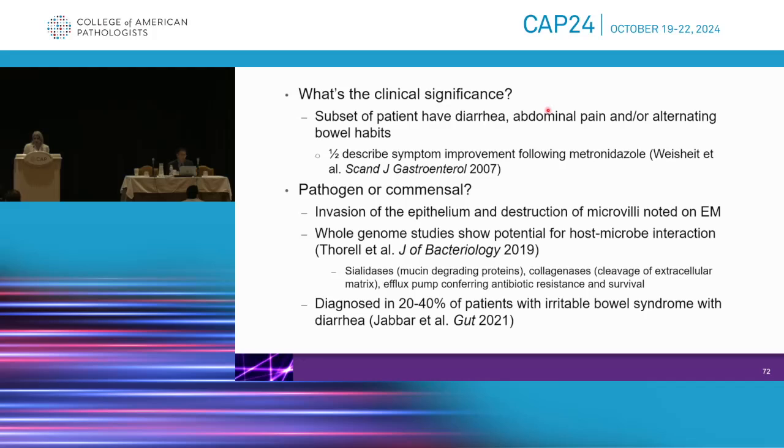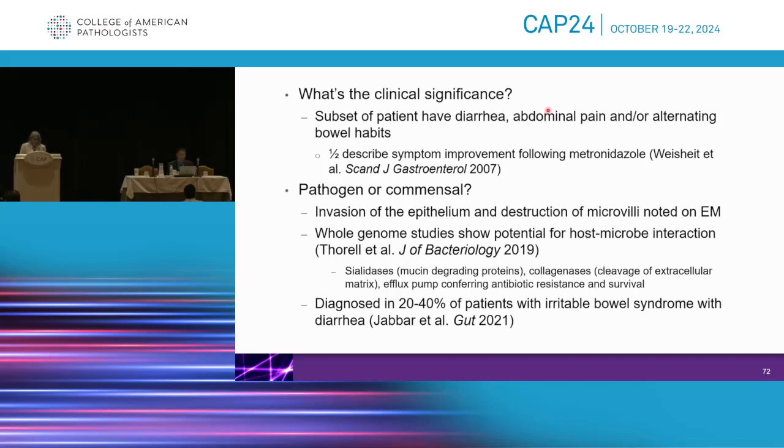And so I did mention that many of these patients resolve spontaneously or are asymptomatic, and so what's really the clinical significance to this diagnosis? So we do know that a subset of patients will have diarrhea, abdominal pain, or alternating bowel habits, and actually about 50% of them describe symptom improvement when they are treated with metronidazole when we make this diagnosis. So this actually will help a subset of patients.